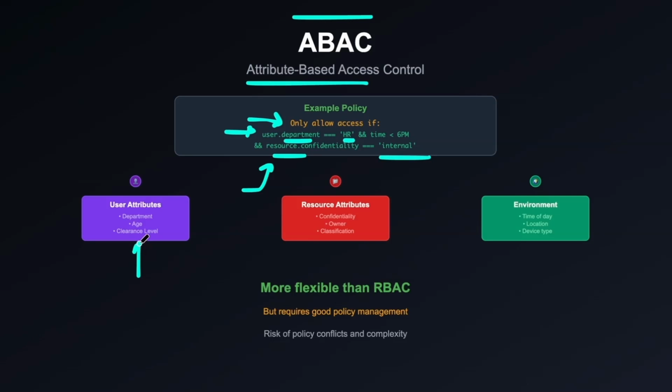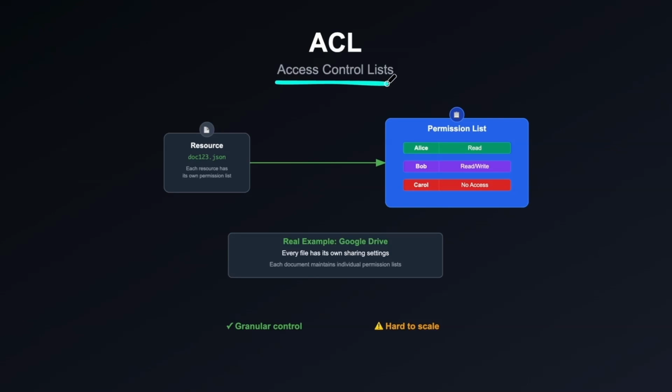So here, as you can see, we are checking user attributes like the department, the age, or whatever you want to check here. Next you can also combine it with resource attributes like confidentiality or the owner of the resource or classification. And this can also be combined with environment like time of the day, location, device type, and so on. Since you're combining these attributes to either grant or restrict access, this is more flexible than role-based authorization, but it requires good policy management, and generally it's more complex and you can encounter conflicts here with attribute-based access control.